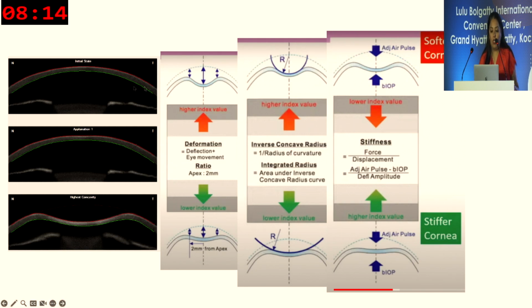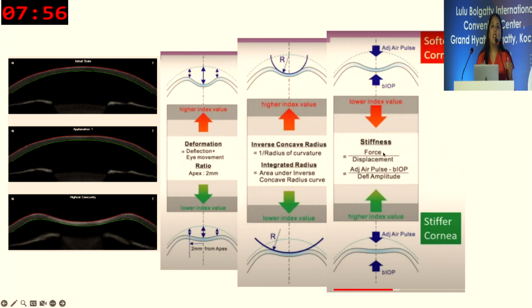Okay, so this is the deformation amplitude. Then we have the radius. Because the cornea is going to be more curved, the radius will be shorter, so the inverse of the radius will be larger, right? So a larger inverse of the radius will again mean a weaker cornea.